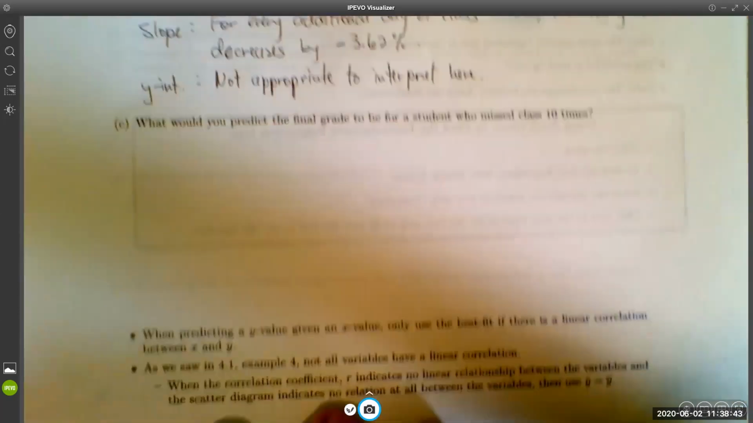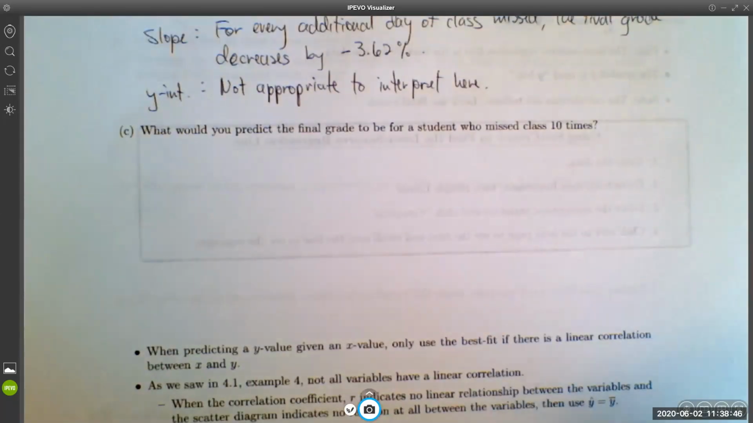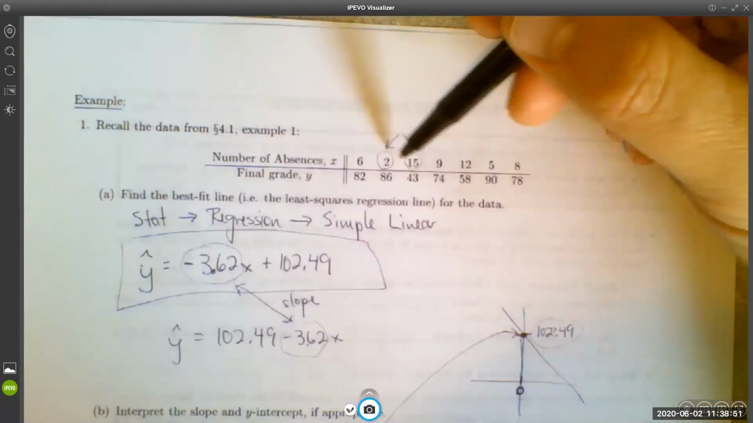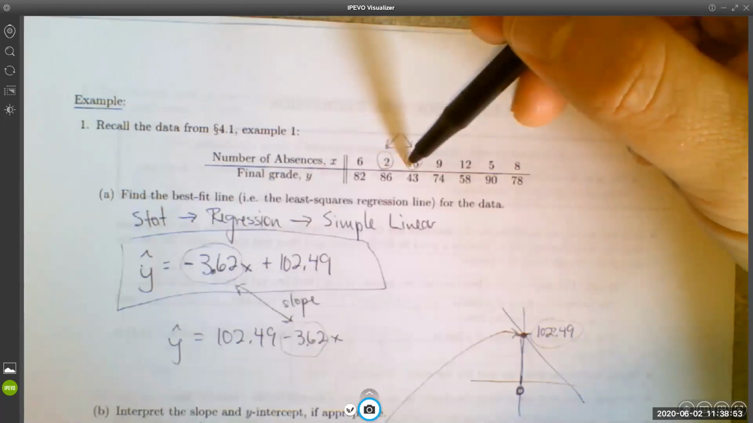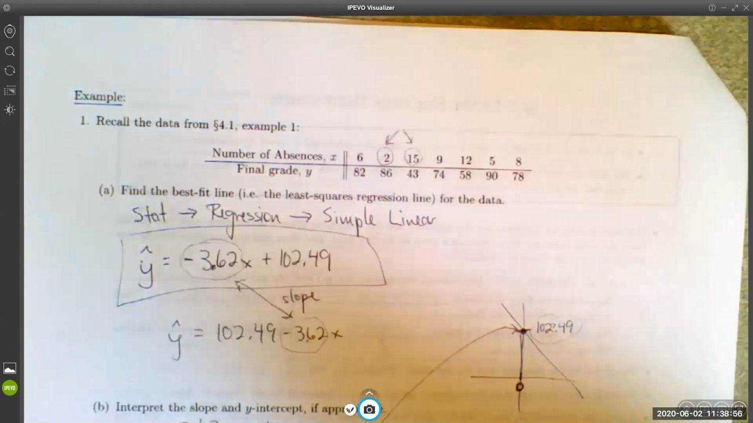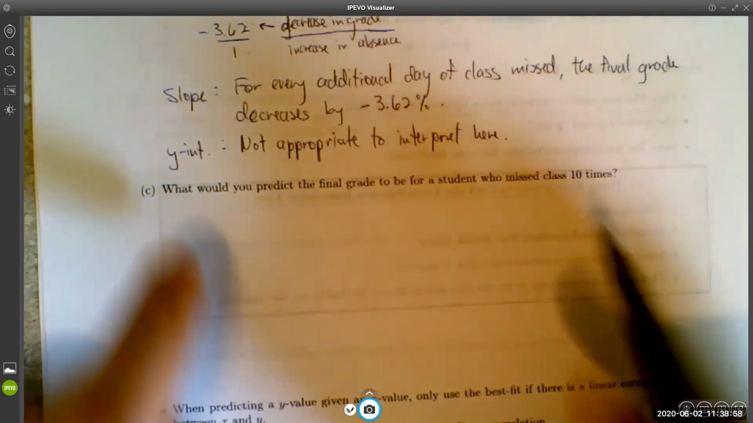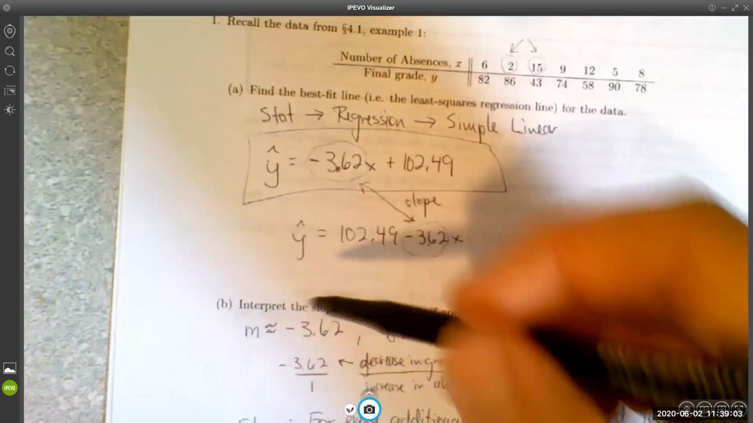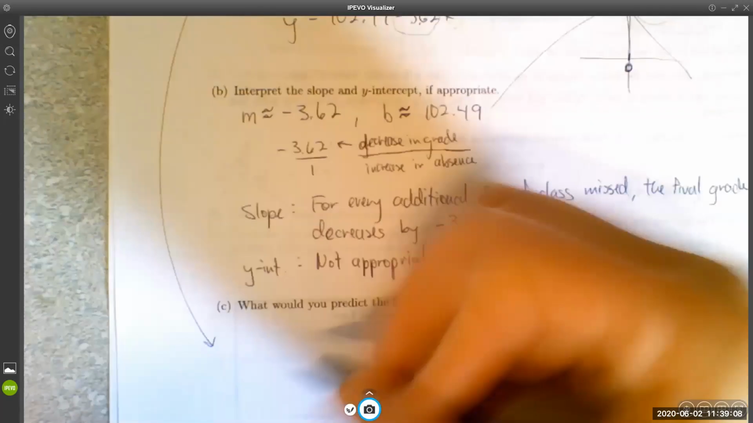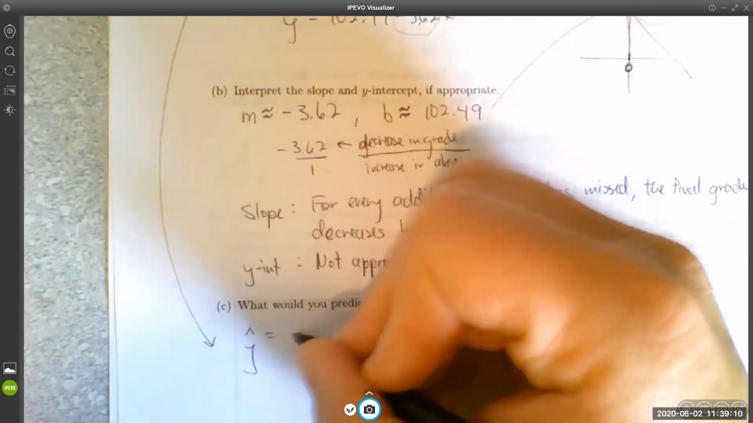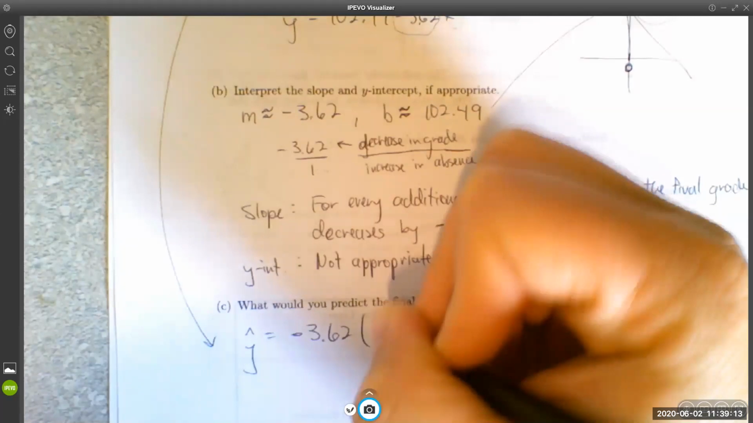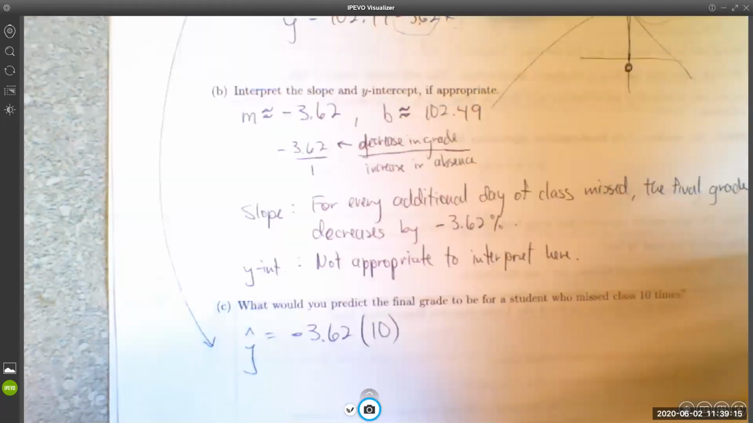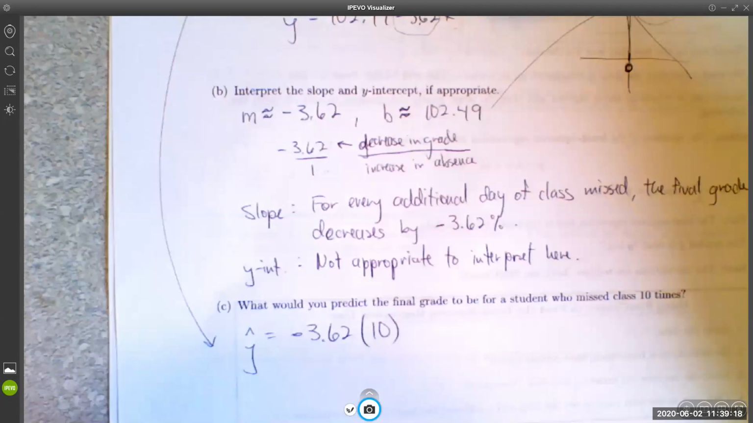Okay, then part C. What would you predict the final grade to be for a student who missed class 10 times? See, 10 falls within our restraints, so it's appropriate to make a prediction about the grade they would get. To make that prediction, we use our least squares regression equation. We say, well, y hat would be negative 3.62 times 10, if they miss class 10 times, plus 102.49.